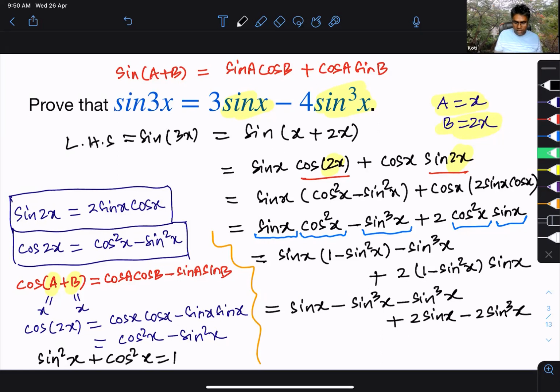All right. And then again, collect the terms. Now you are having only sin. So let's look at this. You have a sin x here and you have a 2 sin x. So if you club them, you get 3 sin x. And if you look at sin cube x, you have a sin cube x here, and you have a 2 sin cube x. So if you club all of them, you will get minus 4 sin cube x.